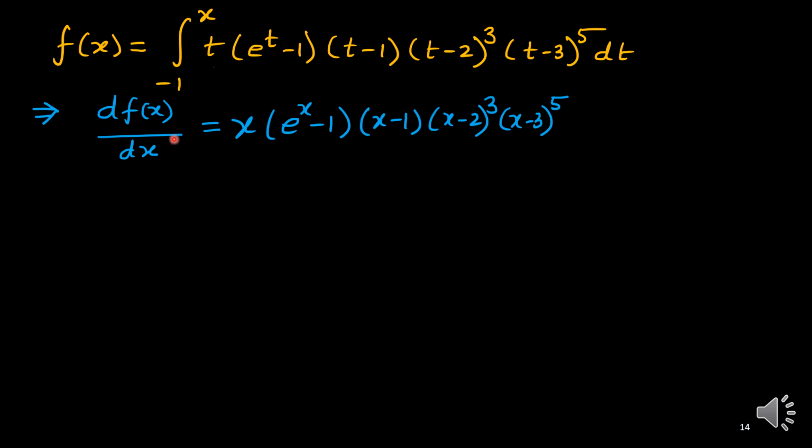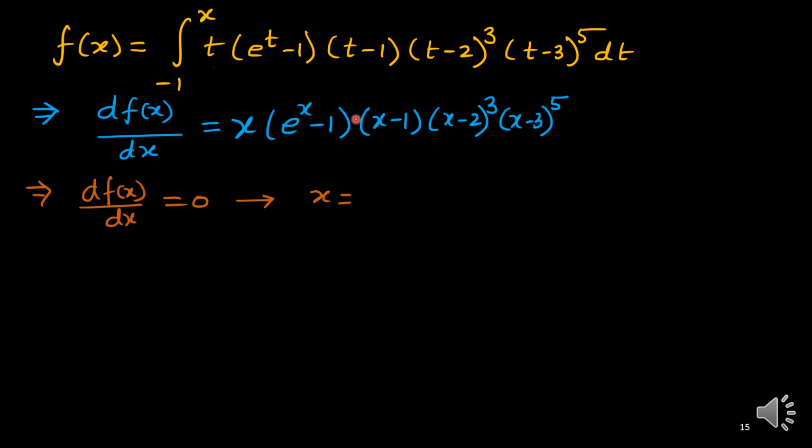So the derivative of this f with respect to x is this one. Now we'll take the first step. We'll consider that the derivative is equal to 0 and we need to find the solutions for x. Now the solution of this one, it is equal to 0. So that could be, this is 0, which means x equals 0.